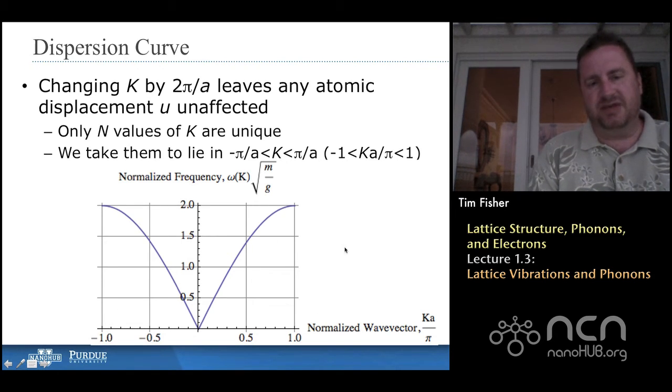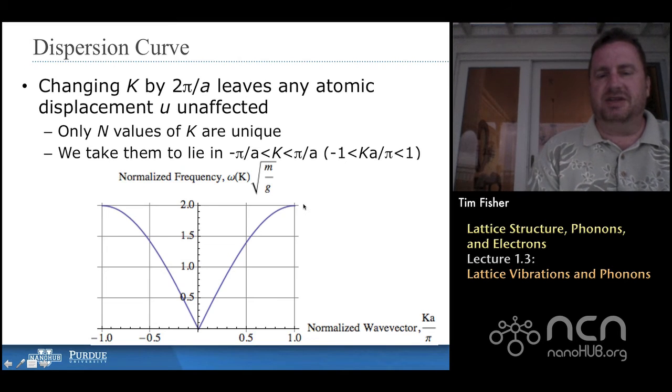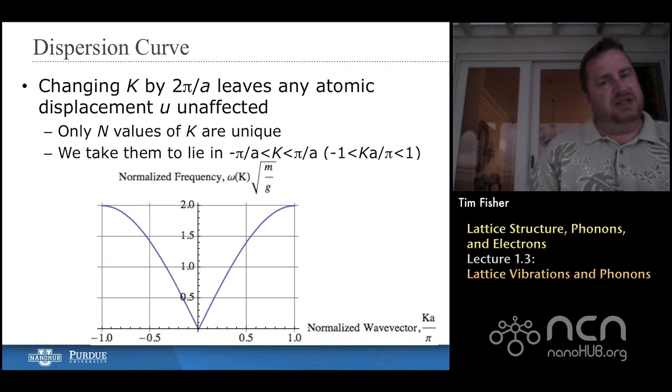We've normalized everything. We've also normalized the frequency by the mass and the spring constant. It's interesting to note that in this relation, the peak frequency, which happens when k equals plus or minus pi over a, is simply related to the spring constant and the atomic mass m. And it's 2 times that, in fact. So 2 times the square root of their ratio. So this is bringing these things together.